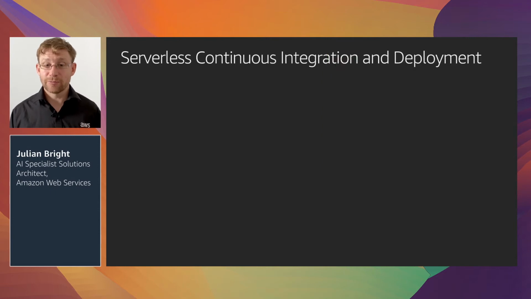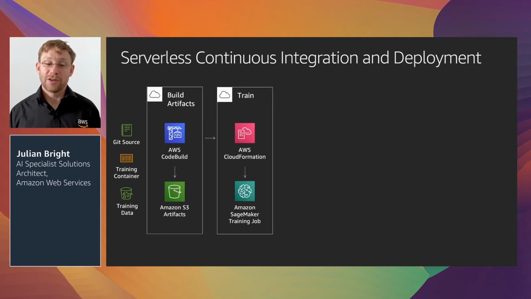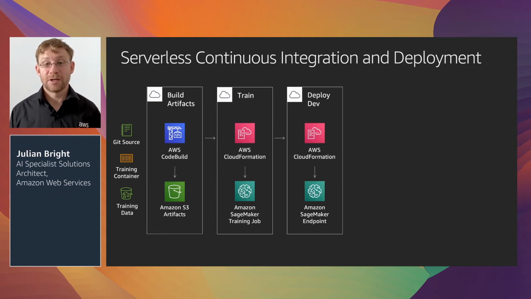So what does that look like from a continuous integration and deployment point of view? We start with our sources, as we mentioned. We have that build step where we use AWS CodeBuild to push those artifacts to S3. The training process will then run a CloudFormation job as part of those artifacts, which will ultimately land a training job in Amazon SageMaker. The deployment will then also use CloudFormation to create a SageMaker endpoint.